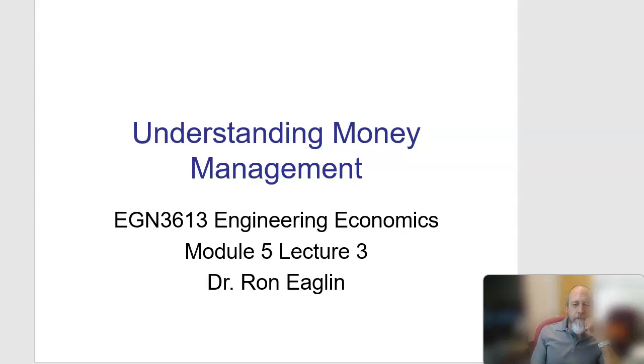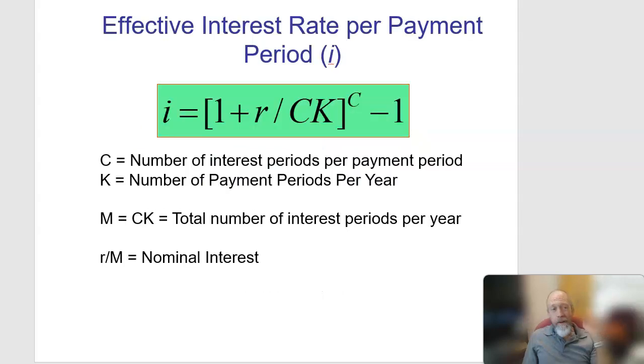Right, let's move on to part 3 of module 5. We're going to continue on with money management. And what we're going to do is take that equation we had for when we had compounding periods that were different from the payment period, or maybe the same as the payment period, but the annual and the effective rates, where we weren't compounding annually, we were compounding on a different period.